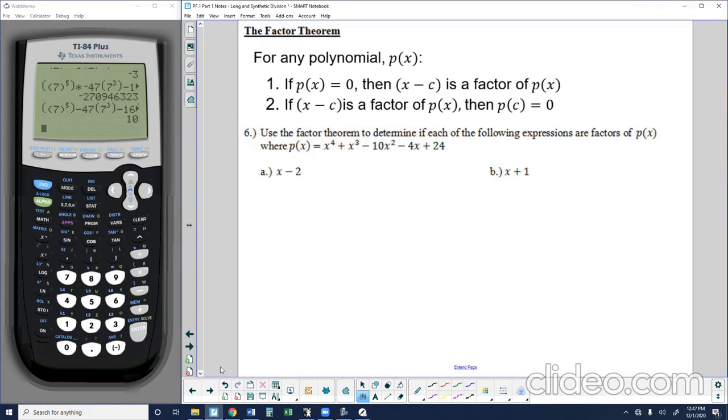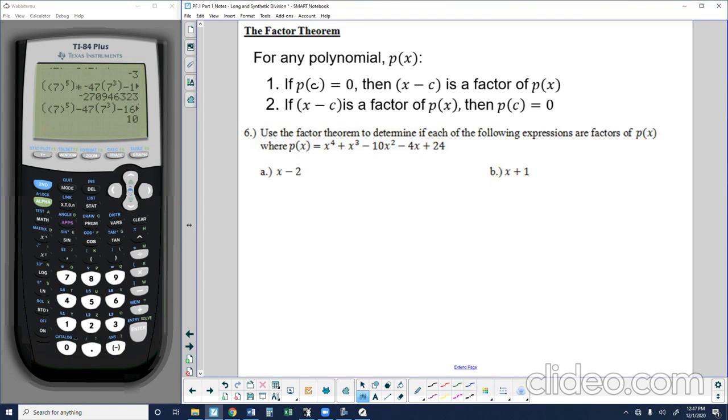Sorry, that should not say p of x. This should say c, let's make this change here. It should say if p of c equals 0, then x minus c is a factor. And conversely, if x minus c is a factor of p of x, then p of c will equal 0.